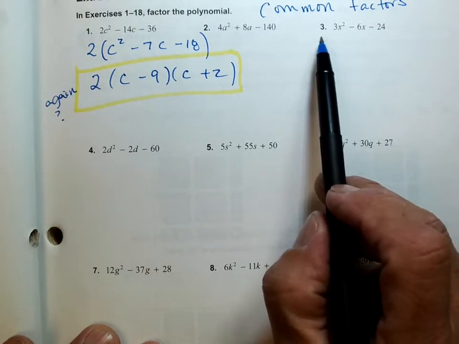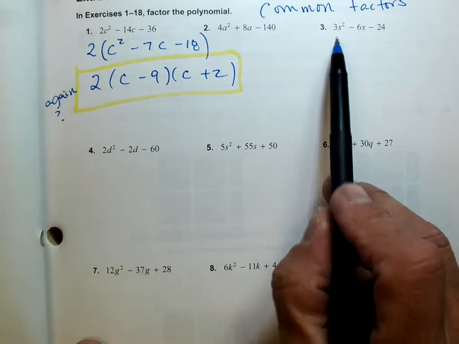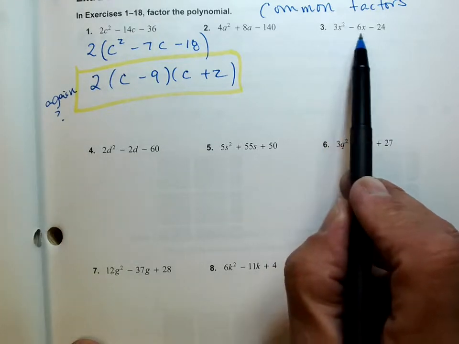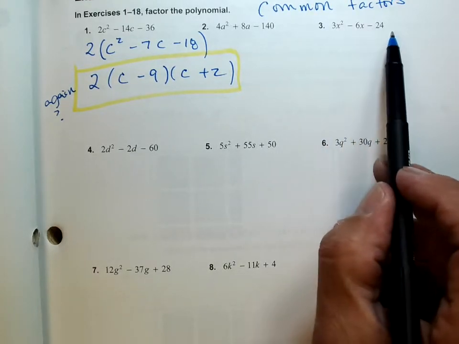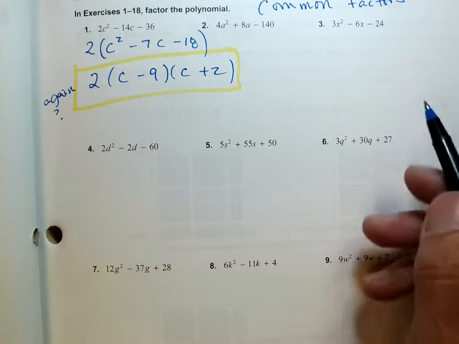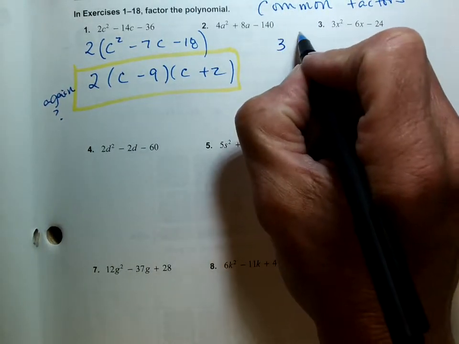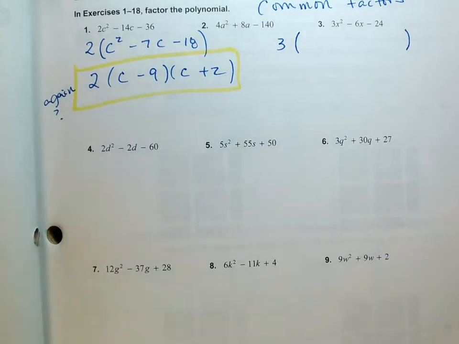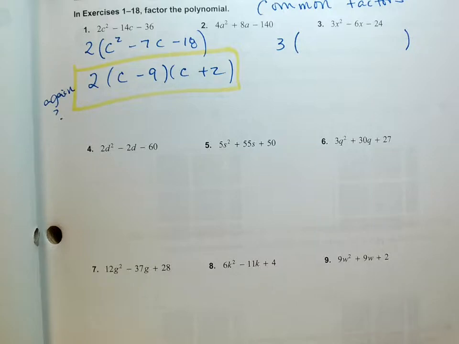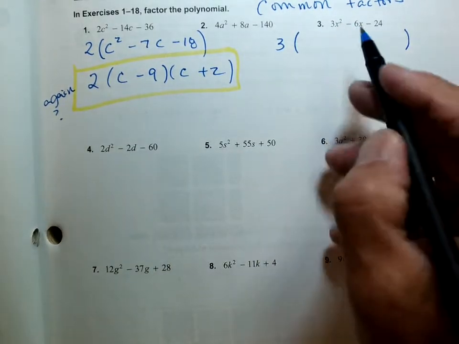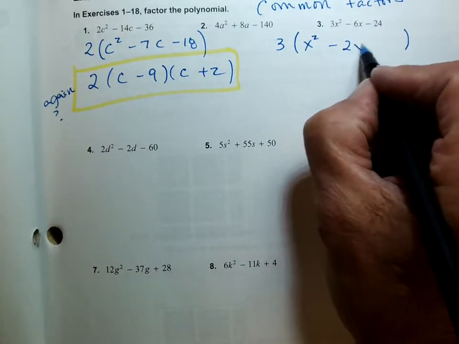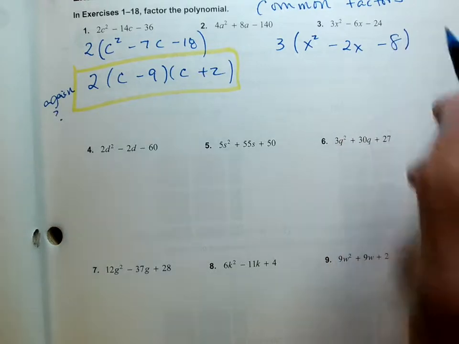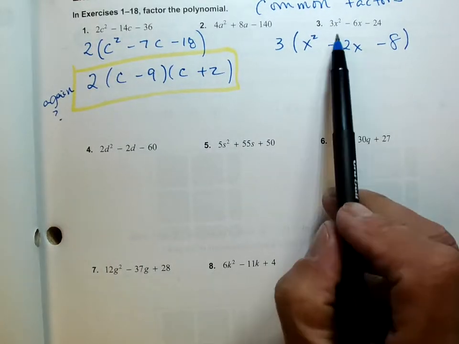So number 3, what do you see in number 3? Does 3 divide into all 3 terms? Yeah, it does, okay? So we'll take out the 3. We're going to common factor first, because 3 does go into all 3 terms. If I take the 3 out, I'd have just an x squared, a minus 2x, and a minus 8, right?